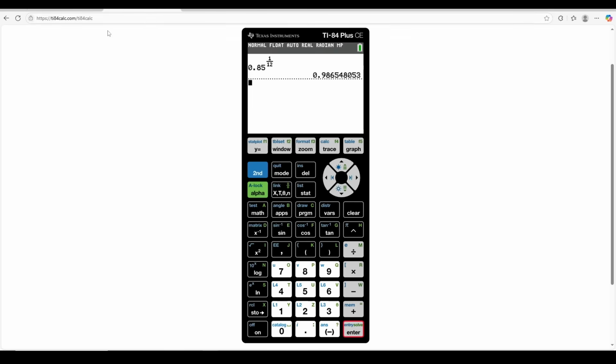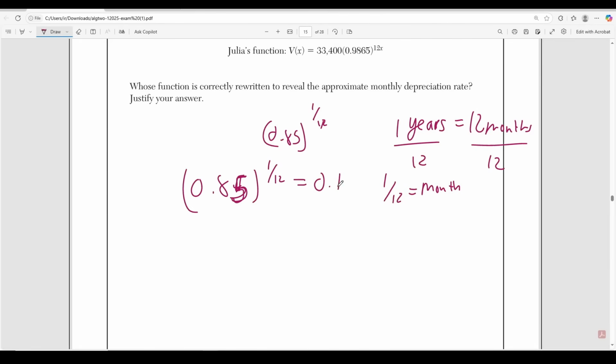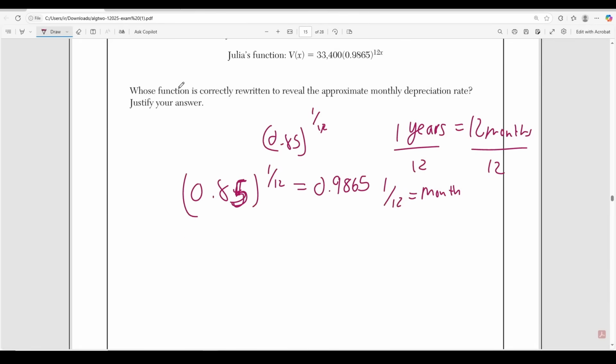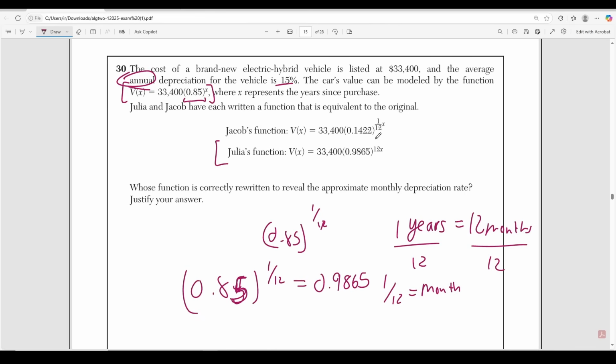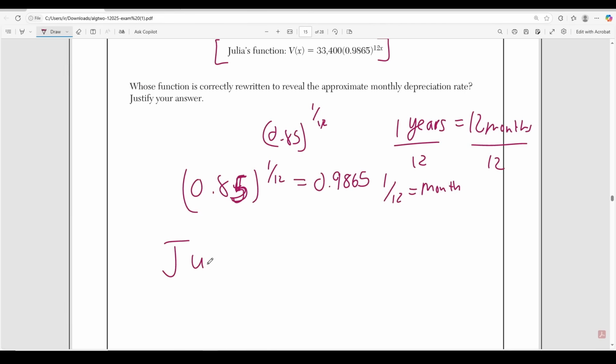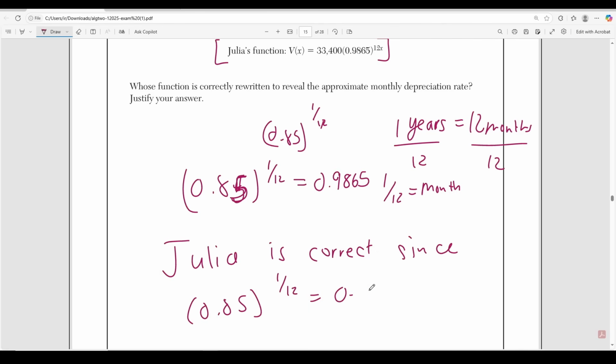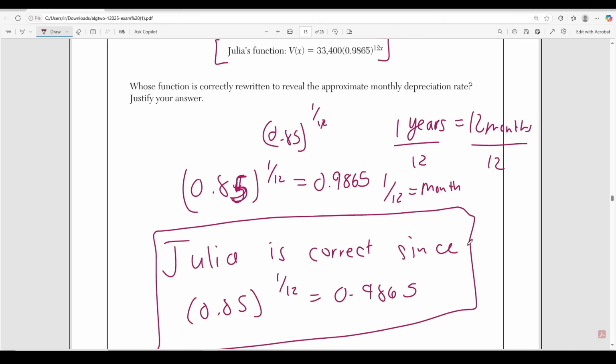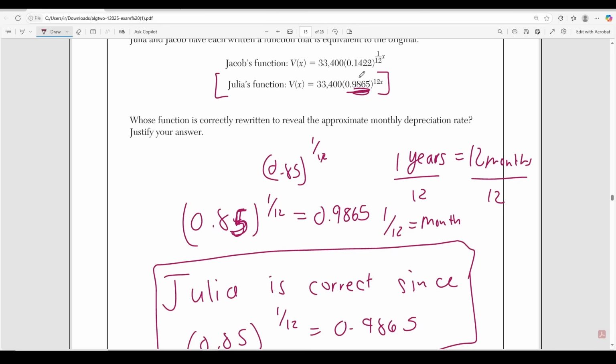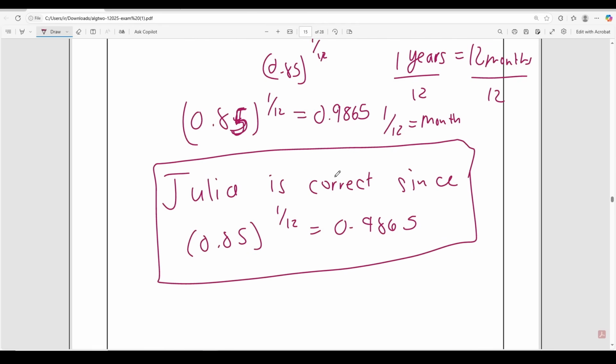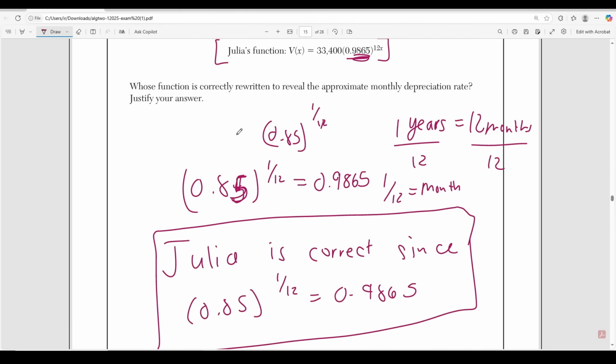So we'll just write that this is equal to 0.9865, okay? And if we look at whichever function has this rate, it's going to be Julia's function, okay? So we'll just say that Julia is correct, since 0.85 raised to the power of 1 over 12 is equal to 0.9865. And that's all we needed to do here to get full credit. All we need to show here is that we understood that her function had the correct rate. Okay? How do you find the rate? You raise it to the power of 1 over 12 for a month.